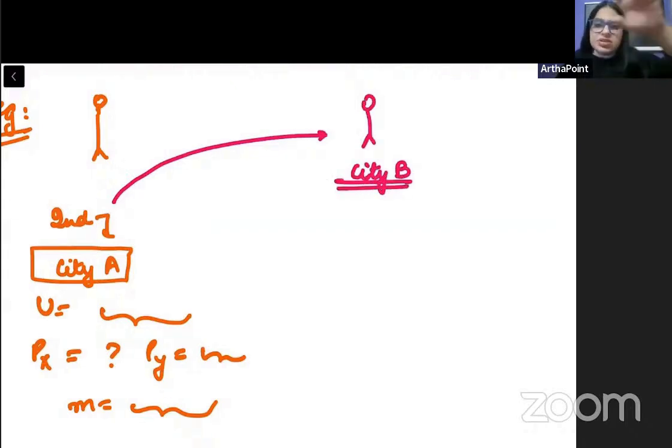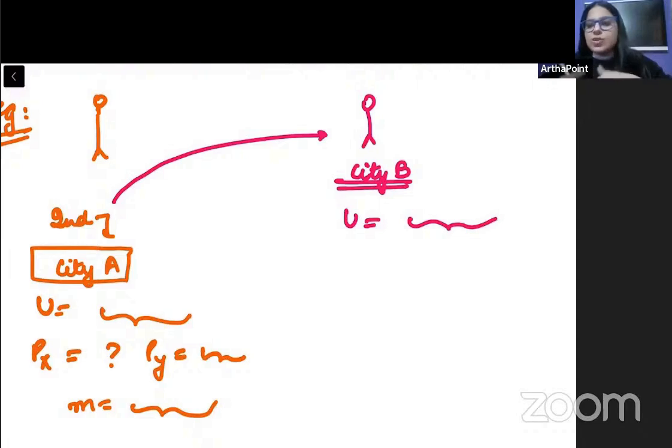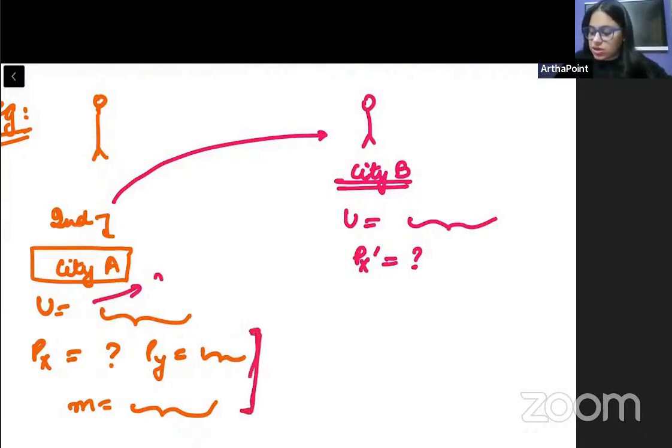In city B, where he will now live, his utility function is the same as whatever has been given to you, but city B is very expensive. Imagine this person goes from, say, Delhi to Bombay, and Bombay is more expensive. The price of the good has increased. Suppose after consumption, his utility was 2,500.